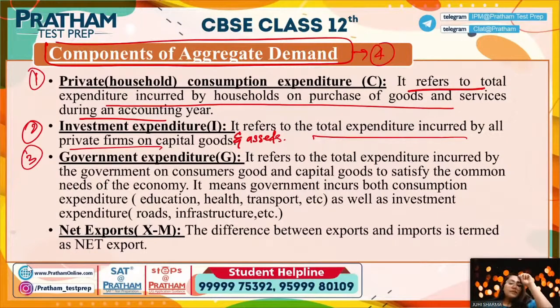For example, government is spending on transportation, government is spending on health, government is spending on education. So all these things comes under what? All these things comes under the common needs of economy, right? That is on the consumer services, consumer goods, right? लेकिन government क्या है? Government आपका actually वो expenditure कर रहा है investment पर भी, वो आपके investment पे भी कुछ उनका expenditure हो रहा है.